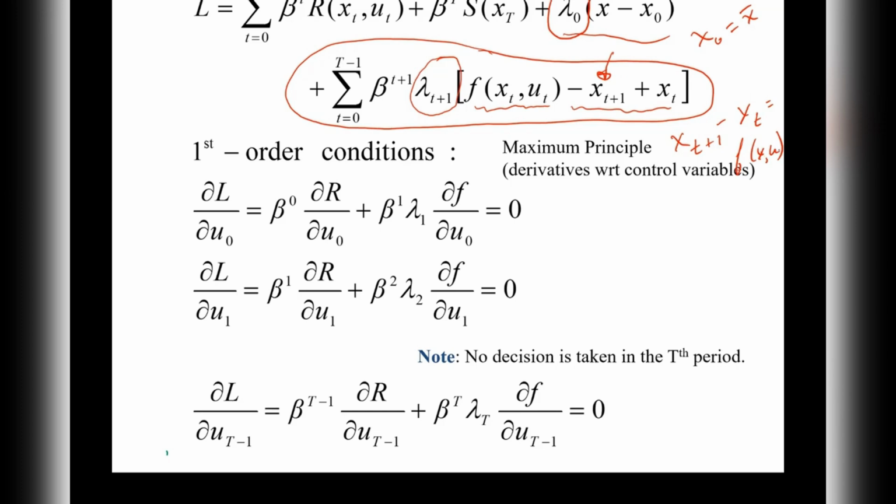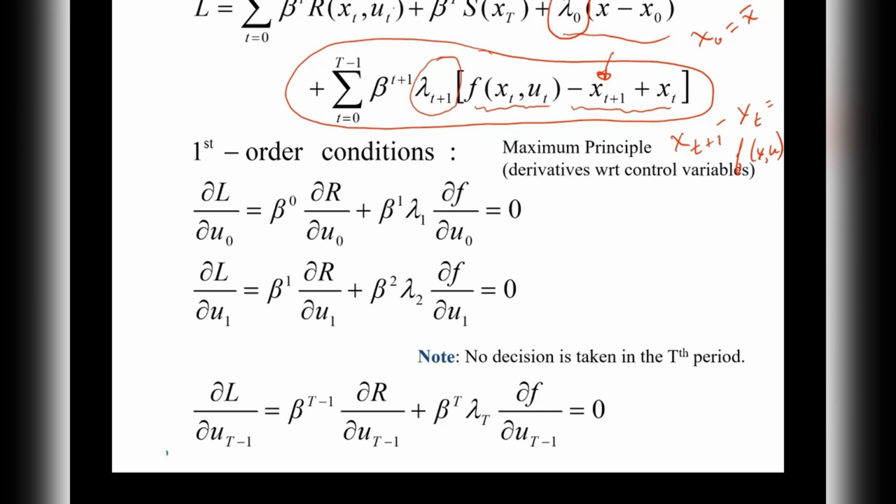Now we take the first order conditions, and when we take the first order conditions with respect to the control variable, we refer to that as the maximum principle. So we take the first derivative of the Lagrangian with respect to the first control variable, which is found right here. That control variable is at time t0, and it's given by that 0 right there.